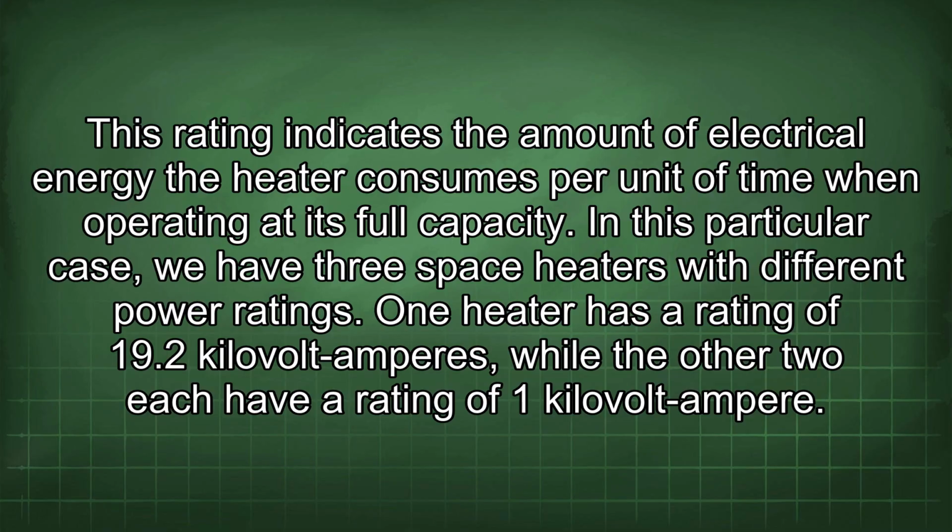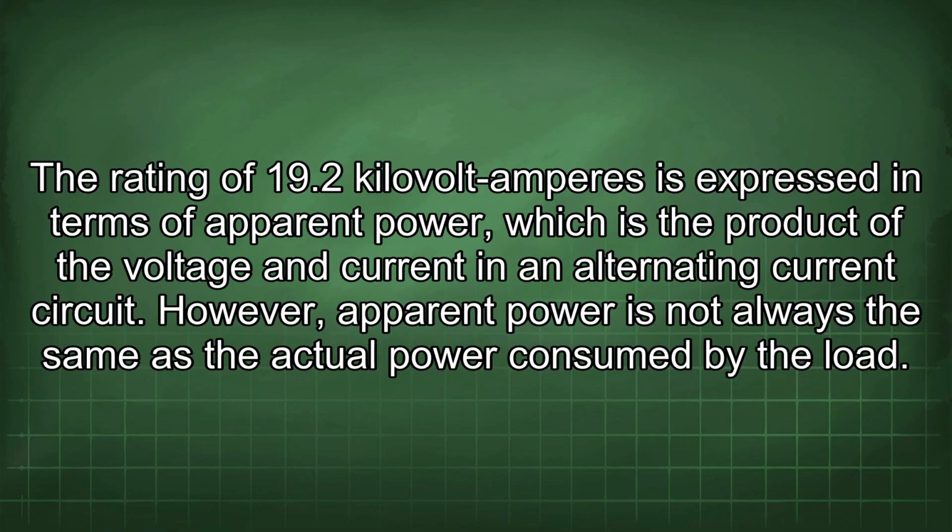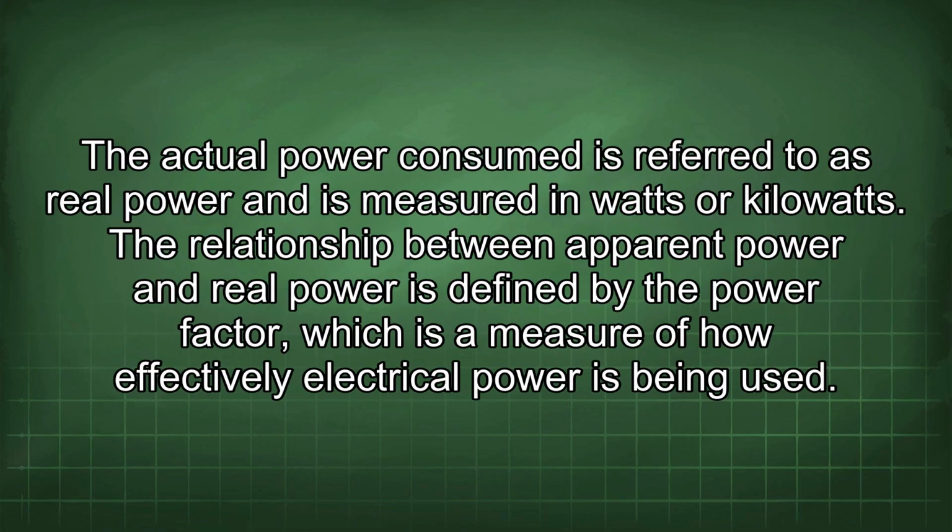One heater has a rating of 19.2 kilovolt-amperes, while the other 2 each have a rating of 1 kilovolt-ampere. The rating of 19.2 kilovolt-amperes is expressed in terms of apparent power, which is the product of the voltage and current in an alternating current circuit. However, apparent power is not always the same as the actual power consumed by the load. The actual power consumed is referred to as real power and is measured in watts or kilowatts.